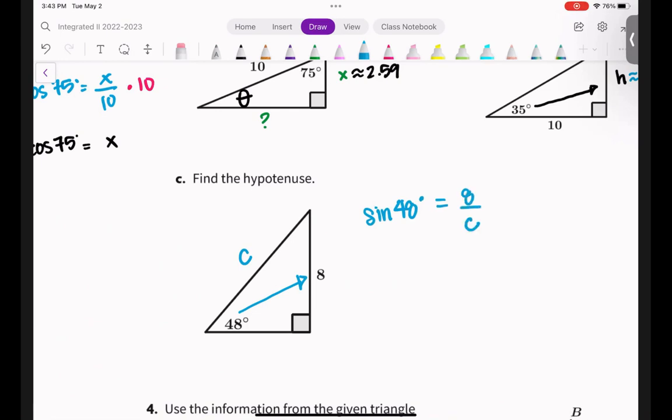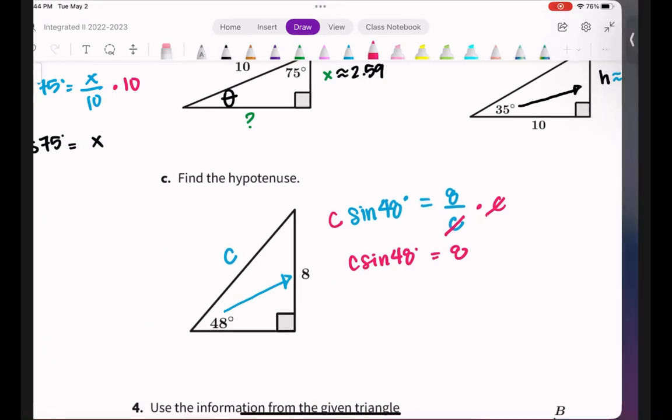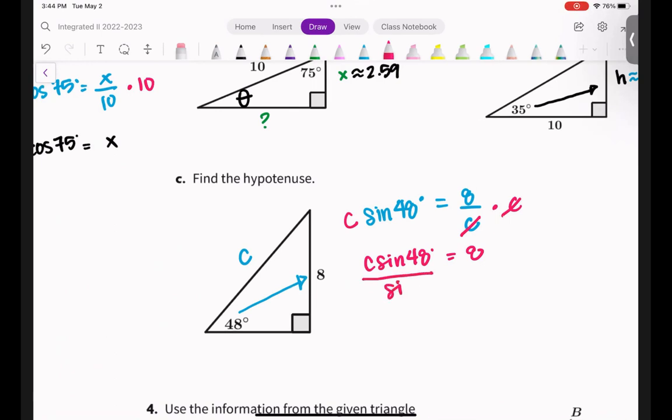Excuse me. Now this one's a little different because your c is in the denominator. And so I've told you guys before, whenever I have denominators in equations, I multiply by the common denominator. So nothing changes. I'm still going to multiply them here. So then this goes away. So I have c sine 48 equals 8. And then how do you get rid of that? How do you get c by itself? Well, I just divide by sine of 48.